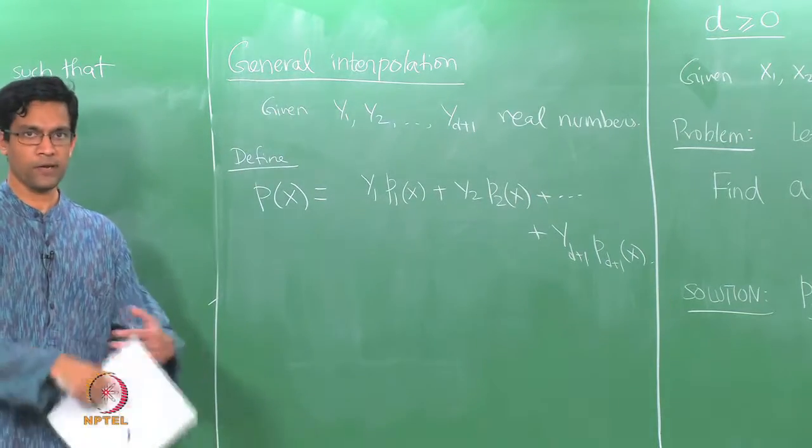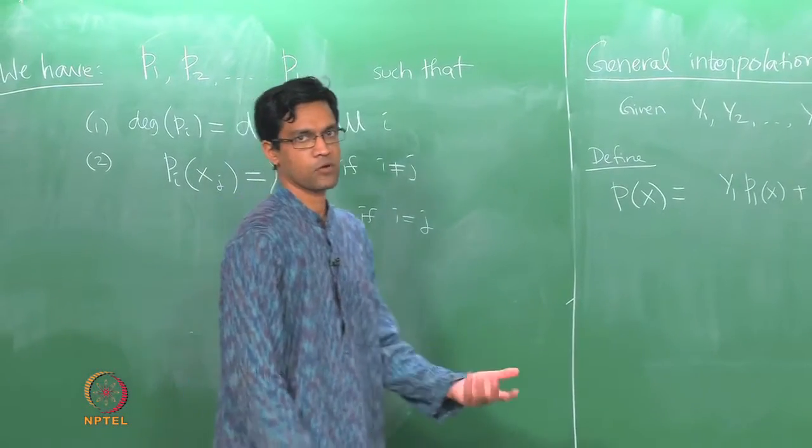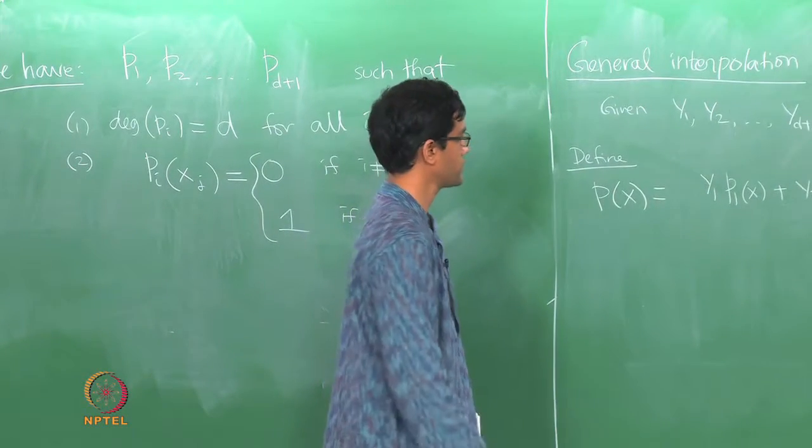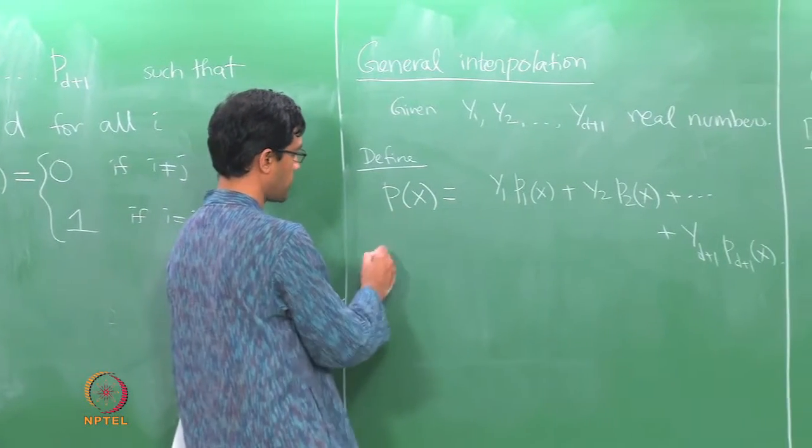Okay. So you combine these solutions here by multiplying them with the yi's, which is often called a linear combination of the pi's. And now observe that this polynomial has all the properties that we want. So what are the properties of p?